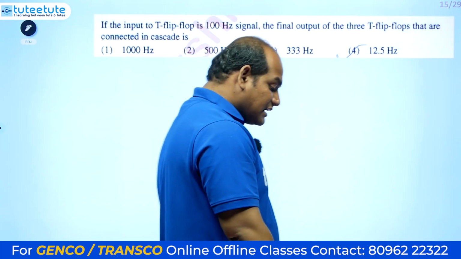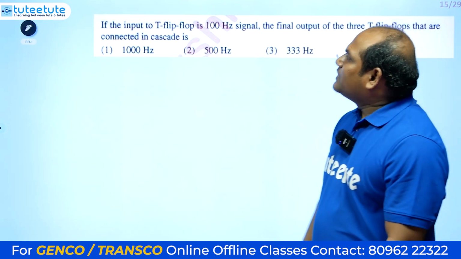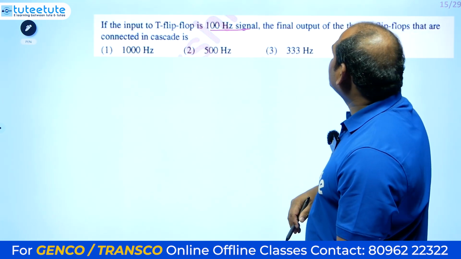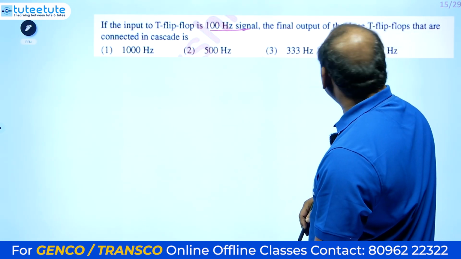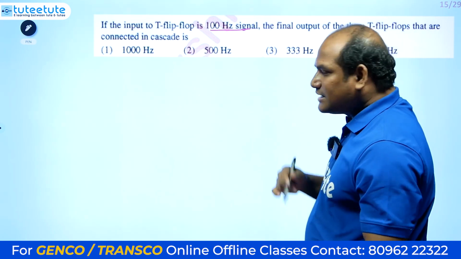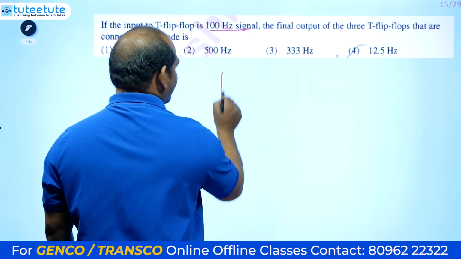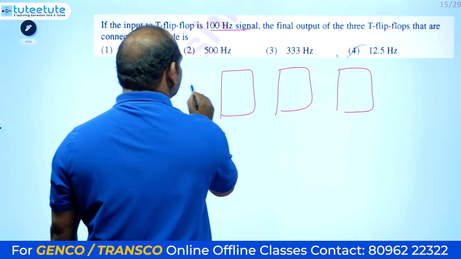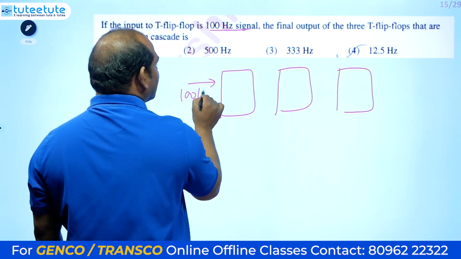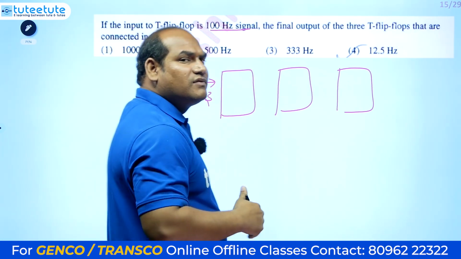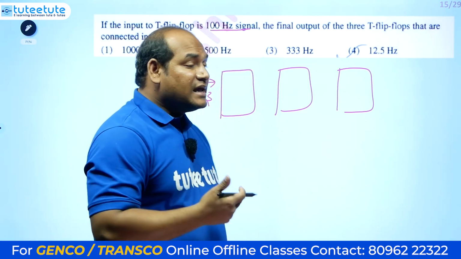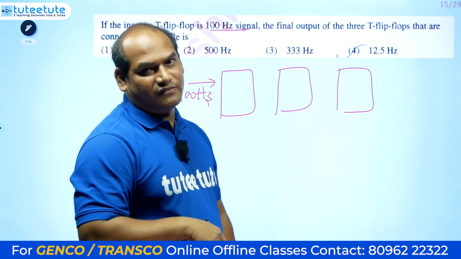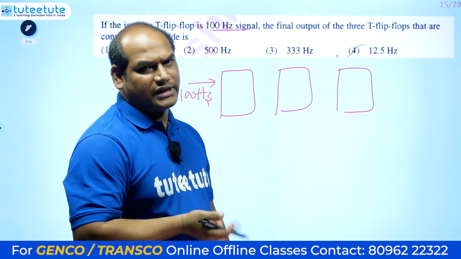Next question is related to flip-flops. If the input to the T flip-flop is 100 hertz, what is the final output of the 3 flip-flops that are connected in cascade? That means here 3 stages are there: first flip-flop, second flip-flop, third flip-flop. The input to this one has the frequency 100 hertz. Each T flip-flop will have an output frequency that is 1 by 2 of the input frequency. Okay, like that we have to take.